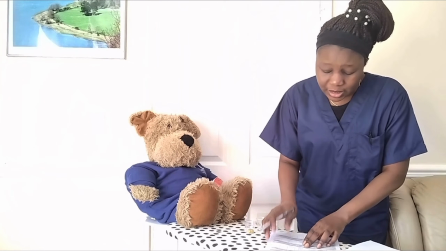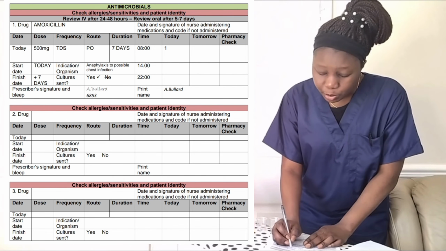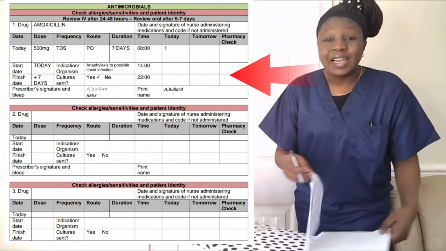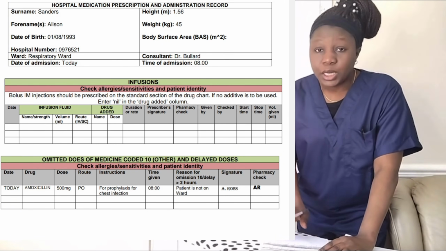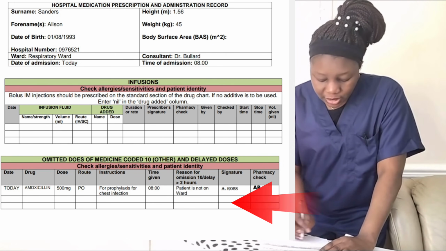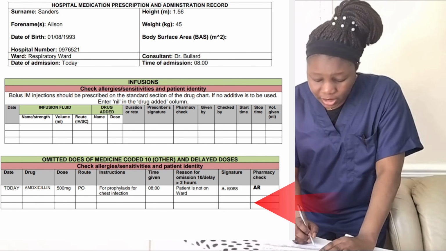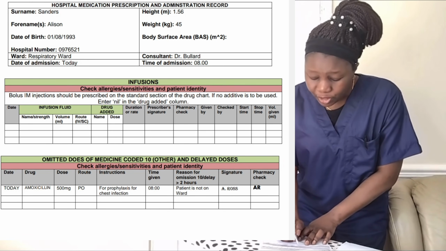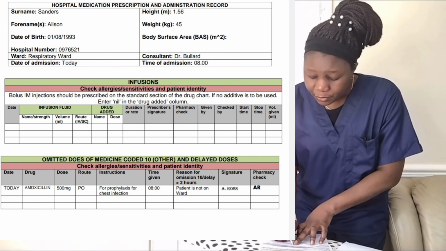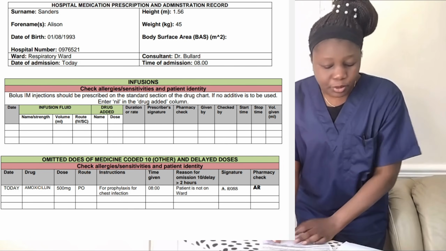And for amoxicillin, I'm going to be coding amoxicillin a code of 10. So I put 10, I circle it, I put my signature, and I put the date as well. And at the back of the MAR chart, I'm going to be writing on the omitted doses of medicine coded 10. Because I've coded amoxicillin 10, the date is today. I put the date. The drug is amoxicillin. The dose is 500 milligrams. The route is per oral, and the instruction is for prophylaxis for chest infection. The time given is 1400, and the reason for omission is Allison is allergic to penicillin. I put my signature as well.